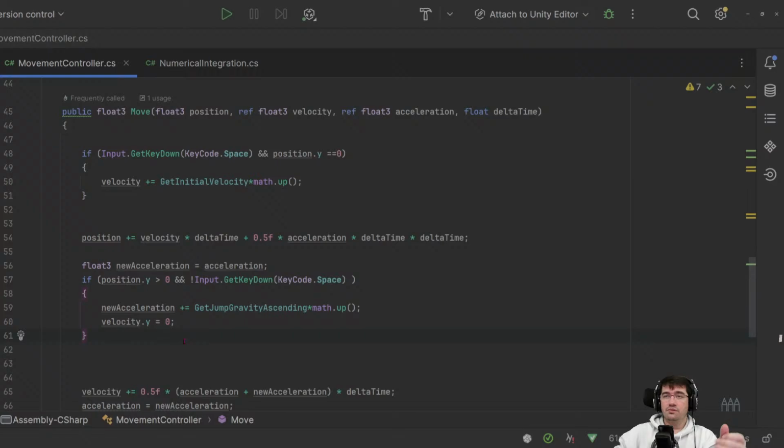Thank you for watching, thank you for joining. I will try to keep working on that off the stream, and maybe next time, probably on next Monday, I will be able to share with you some insight into this numerical integration for the character controller.